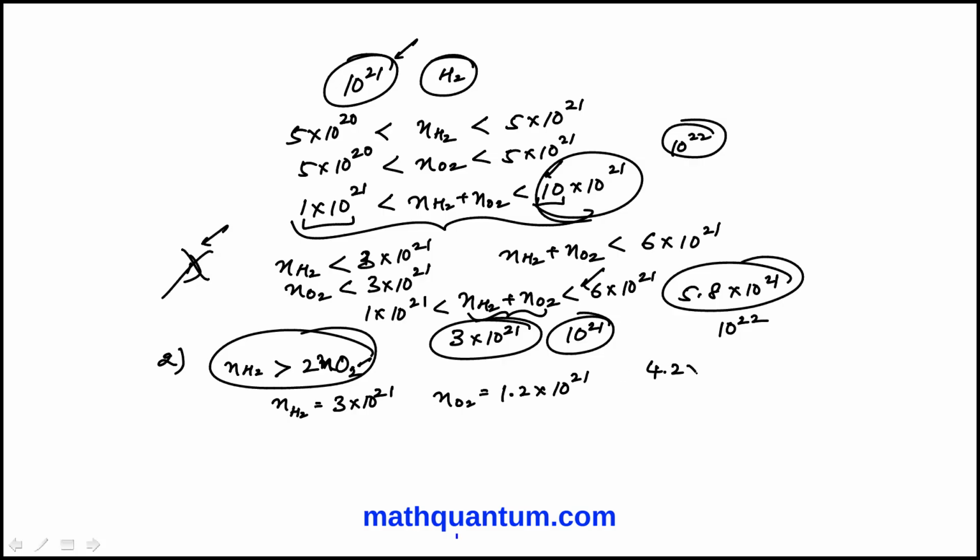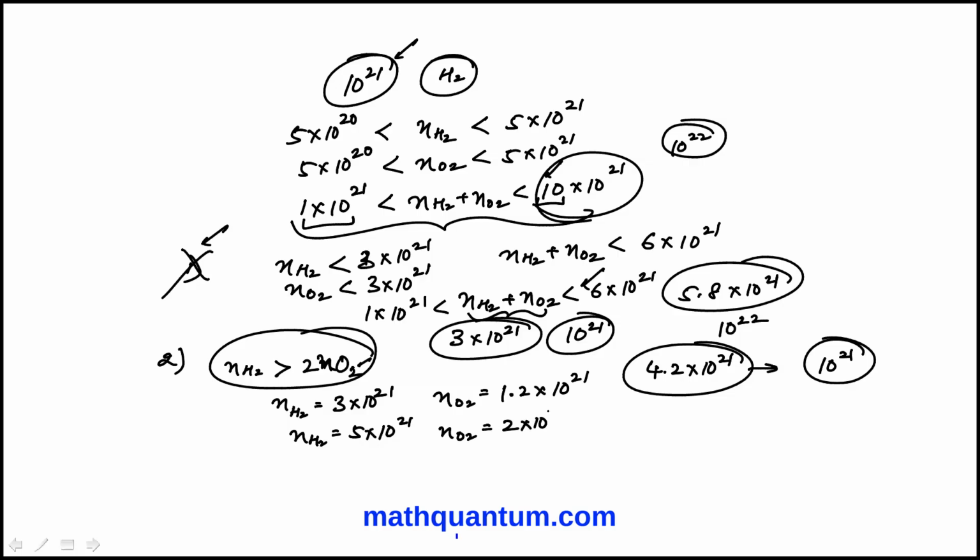So here they add up to 4.2 times 10 to the 21, which would be rounded to 10 to the 21. Now we're looking for a case where I can get them to 10 to the 22, for example. So hydrogen could be 5 times 10 to the 21, and oxygen was, let's say, 2 times 10 to the 21. Now these two add up to 7 times 10 to the 21, which will be rounded up to 10 to the 22. So we have, again, 2 different values.